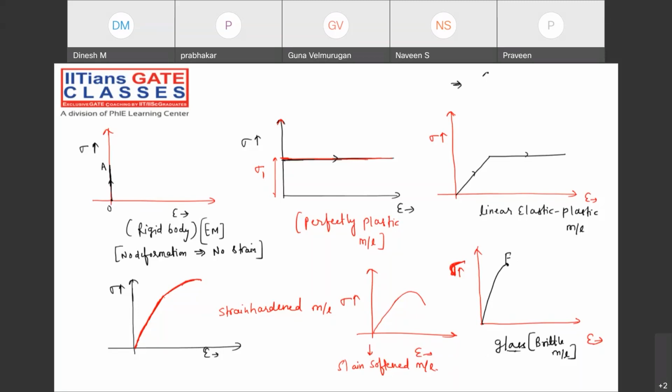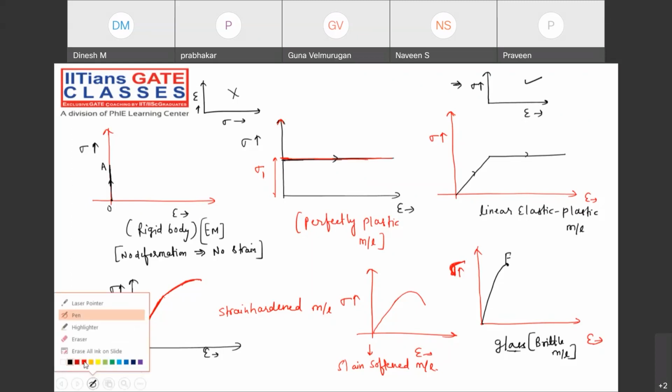One more important interview question is there. Why are we always plotting stress on the y-axis and strain on the x-axis? Anybody know the reason? Why are we not plotting strain on the y-axis and stress on the x-axis? Why is this wrong and this correct? There is a proper reason for that. Tell me, guys. Anybody know the reason for this?